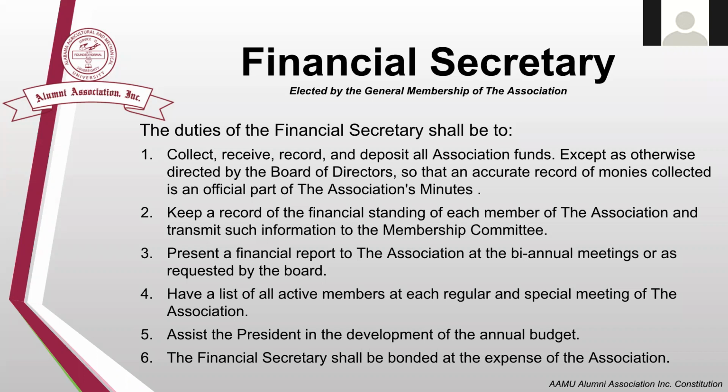We assist the president in the development of the annual budget, the president and the treasurer. The financial secretary also assists the treasurer with providing information for the external audit. We communicate often with the Alumni Affairs Office regarding the membership that we have, and also make sure we can access it by Member Planet, as I stated earlier. The financial secretary works closely with the treasurer and the president and other committees. Also, the financial secretary is bonded at the expense of the association.